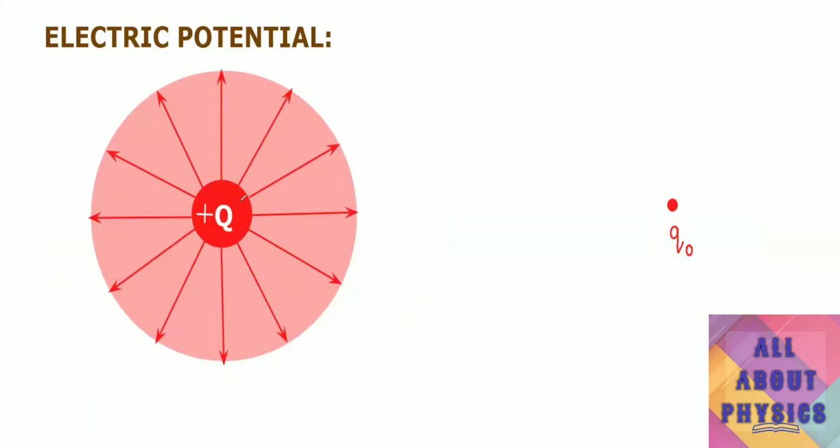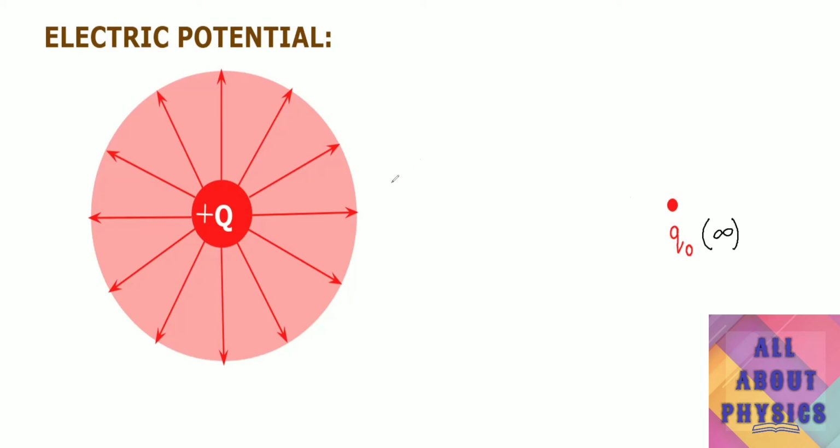Consider a charge plus Q. See, this region represents the electric field of the given charge plus Q. Means if any charge would enter the field of the given charge, then that charge would experience either attractive or repulsive force that depends upon the nature of charge which is entering the field of given charge. So here we are considering a test charge Q naught. It is unit positive charge which is placed at infinite distance.